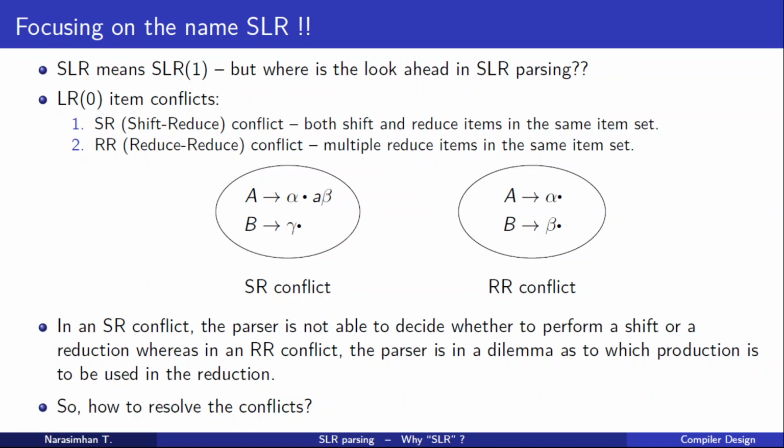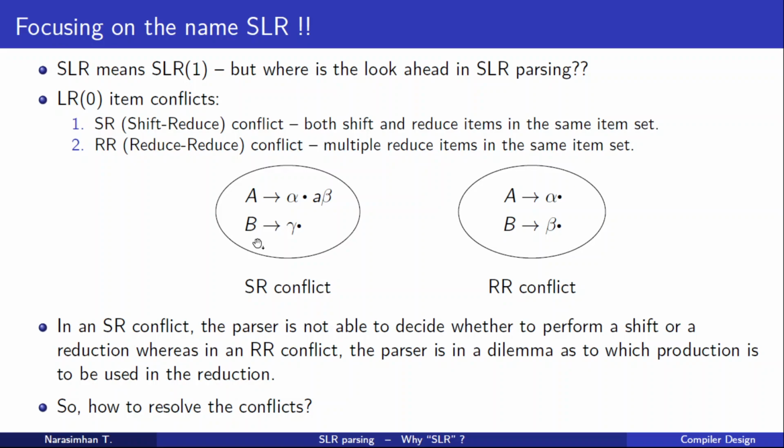An LR0 item can have two types of conflicts. One is known as SR conflict or shift reduce conflict. The other one is known as RR conflict or reduce reduce conflict. So what is SR conflict? SR conflict is shift reduce conflict. That is, the same state, the same item set has got shift items as well as reduce items. You have an item set like this. It has got a shift item of the form A gives alpha dot a beta. It has also got B gives gamma dot. This is a reduce item.